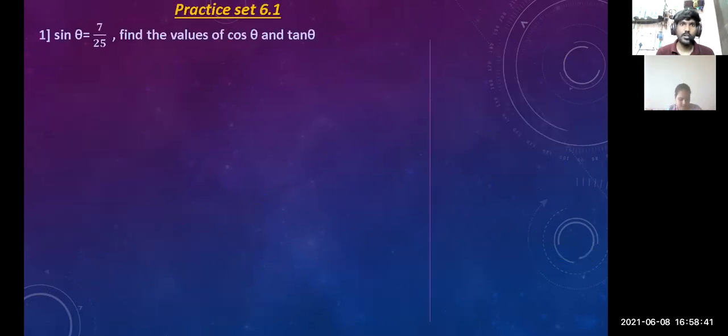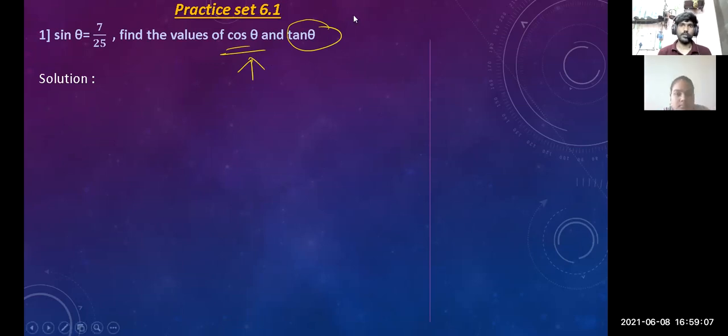For homework, do this sum. This is your practice set 6.1, first sum. Do only method 1. Find only cos theta. This is your homework. Okay, so I'll stop here.